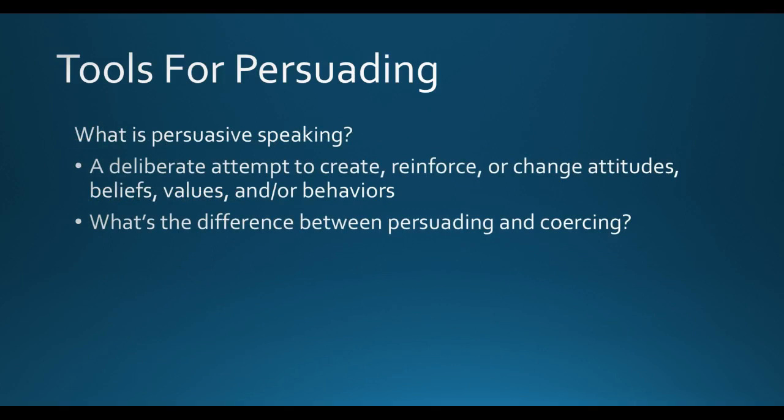So, what is persuasive speaking according to your text? It's a deliberate attempt to create, reinforce, or change attitudes, beliefs, values, and/or behaviors. So I want you to think in terms of persuasion and coercion, and how do they differ? Because this is a very important line that we need to draw. At no point do we want to cross over into coercing anyone, because the concept of coercion implies some type of force, where you're making someone do something that is against what they want to be doing. You're making them do something that they don't want to do, making them say something they don't want to say, what have you.